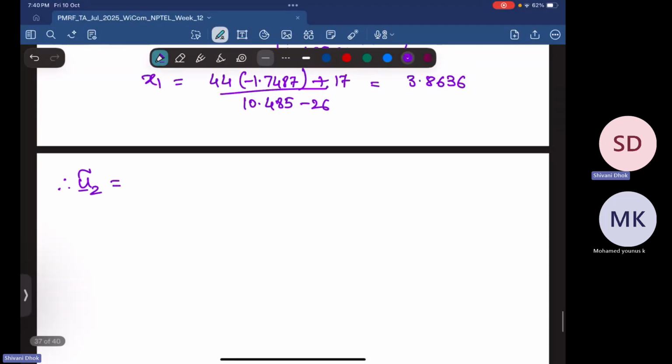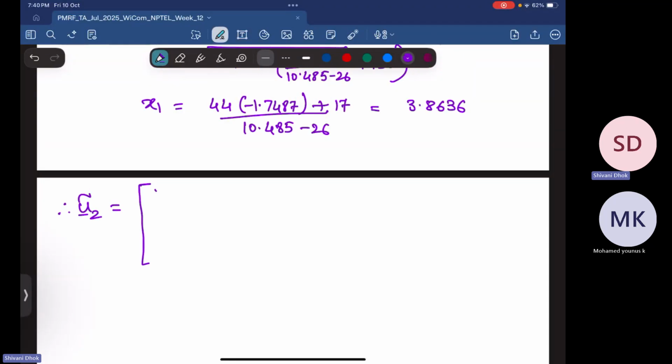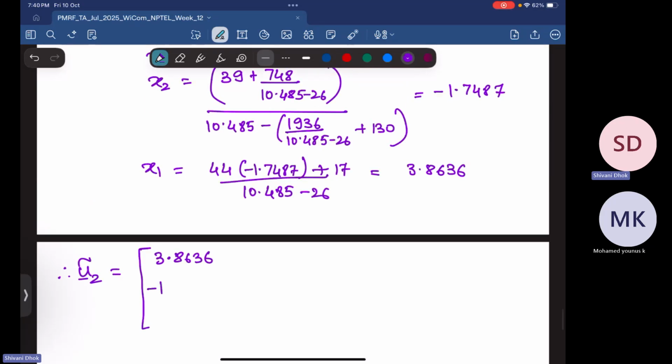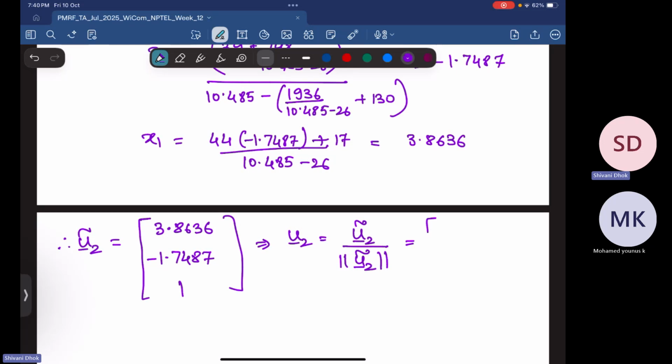So therefore, u2 tilde comes out to be equal to x1, that is 3.8636, then minus 1.7487 and 1, which means that your u2, which is the normalized vector, that is nothing but u2 tilde upon norm of u2 tilde, comes out to be equal to 0.8867, minus 0.4013, and 0.2295.